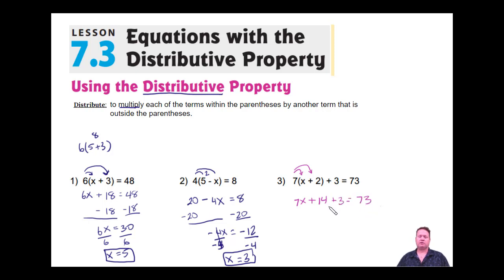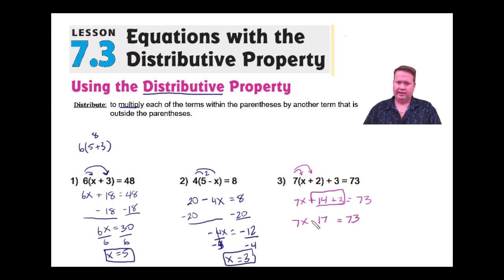We have a new concept here, which is called combine like terms. We need to combine those two terms because they are both numbers. 14 and 3 make 17. And after we're done distributing the 7 and then combining our like terms, now it's just a matter of solving a two-step equation. And we'll take away 17 on both sides. And because we always, again, do the add subtract first, 7x equals 56. And divide by 7. And we get our solution, x equals 8.